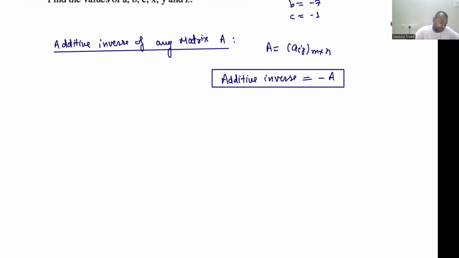So from here onwards, we start our class. If we have the matrix A, then we can easily find the additive inverse of any matrix A. Done.